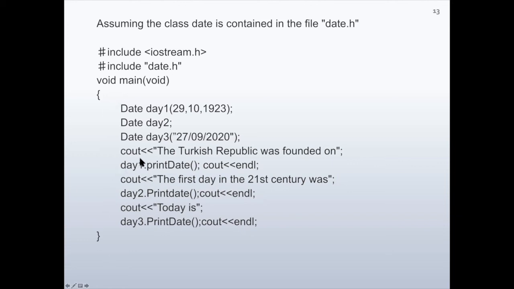So at the output, we will see the Turkish Republic was founded on October 29th, 1923. And then the first day in the 21st century was, and then we will see January 1st, 2000. For the last one, for this cout, we will see today is September 27th, 2020 as the output.